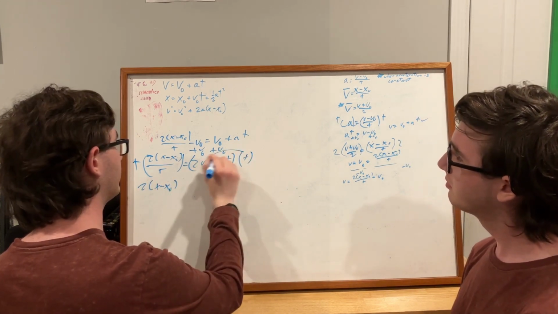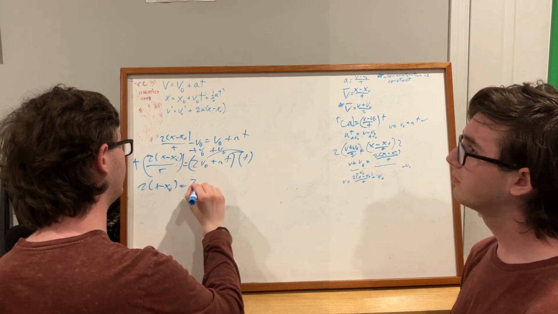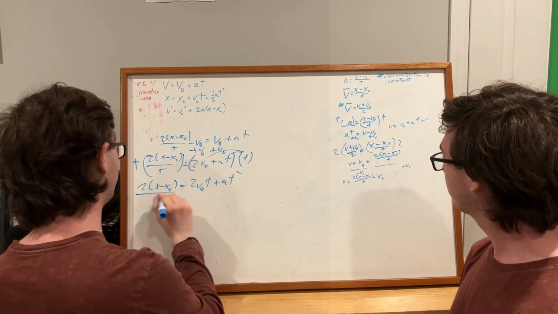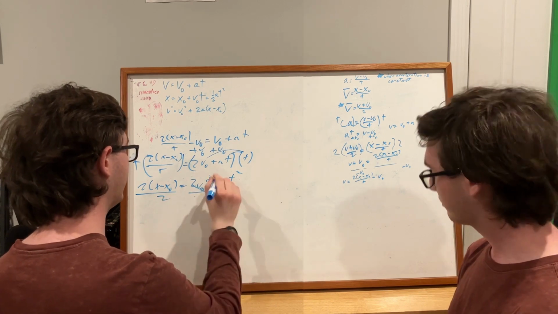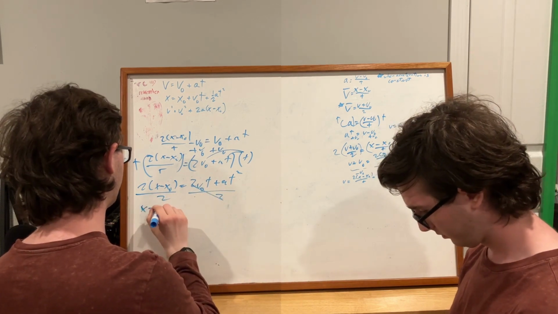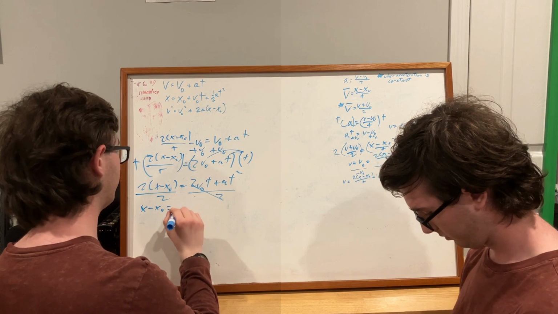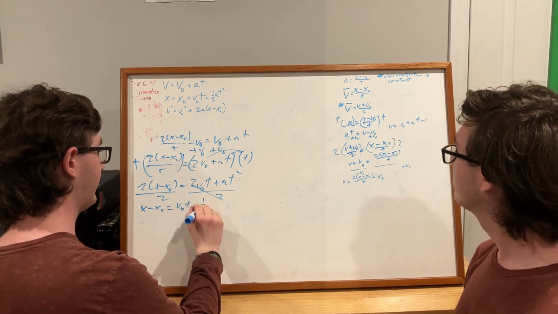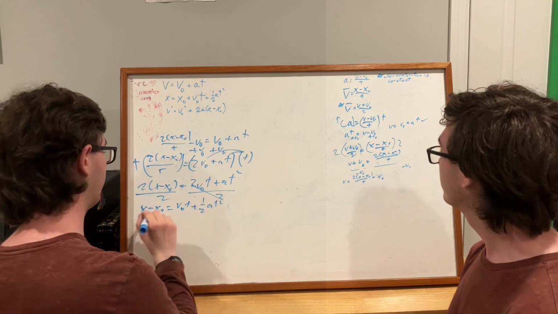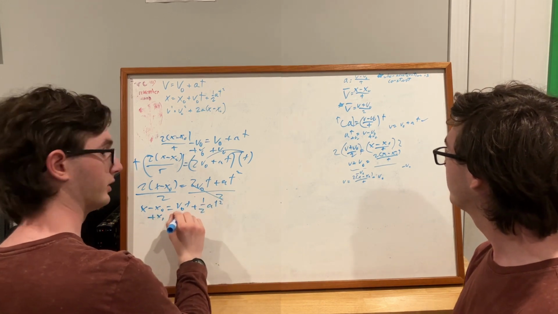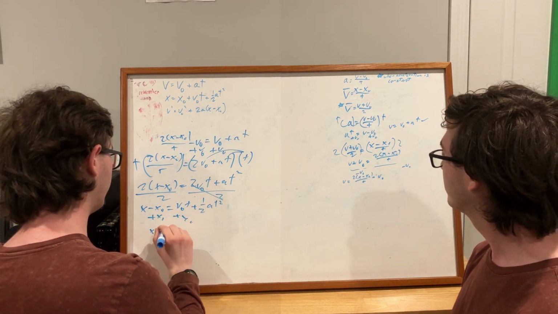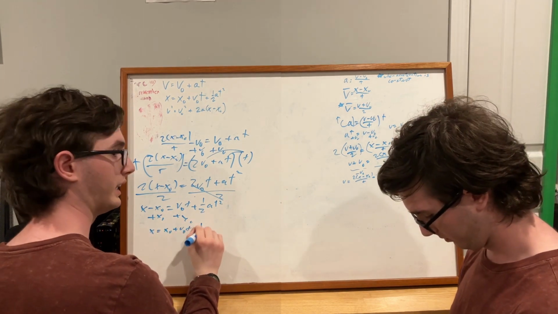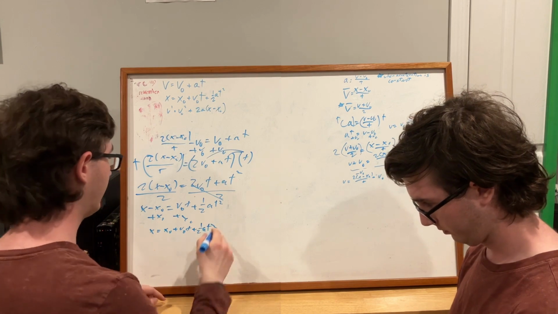So we do this. It's equal to 2v sub 0 t plus at squared. Divide both sides by 2, and that becomes 1/2. So x minus x sub 0 is equal to v sub 0 t plus 1/2 at squared. And add x sub 0 to both sides. And get x is equal to x sub 0 plus v sub 0 t plus 1/2 at squared. And then that's our second equation.